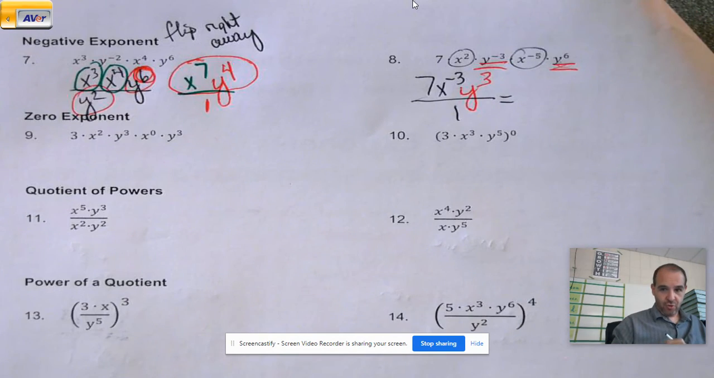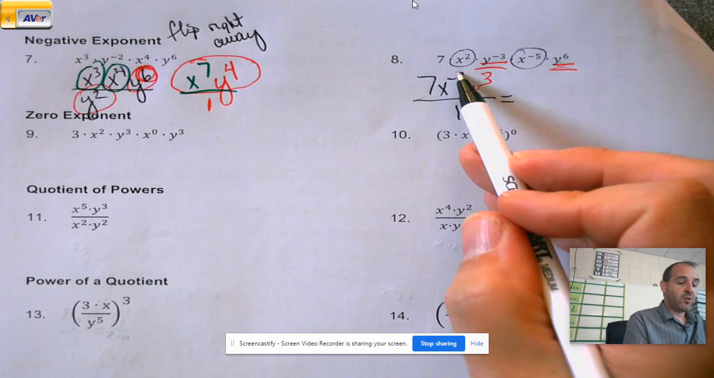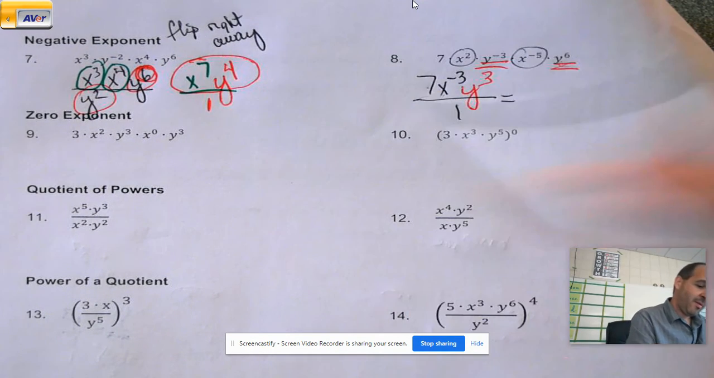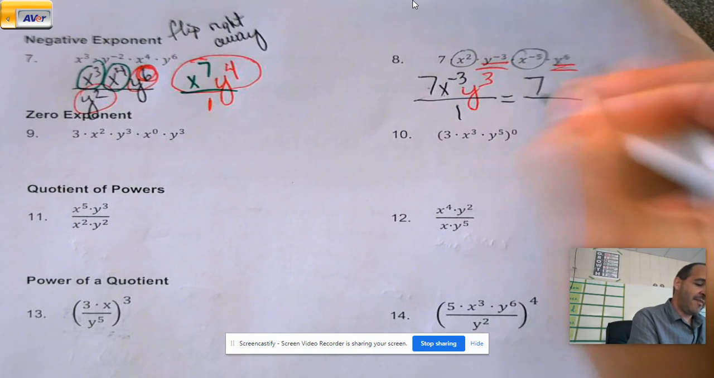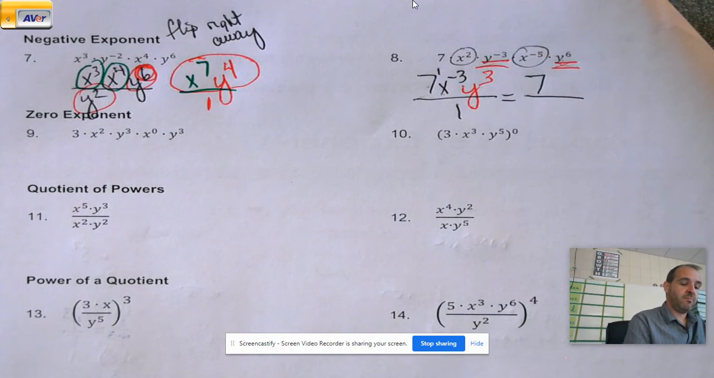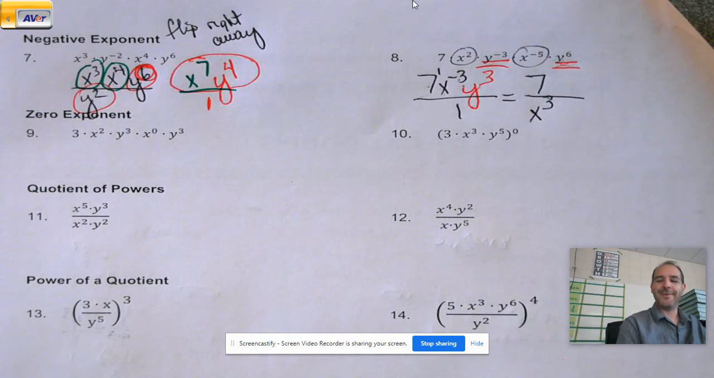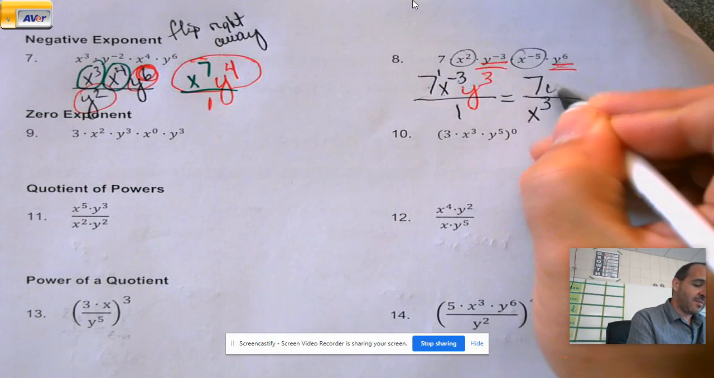Biggest thing people screw up here is this. That negative 3 is only on my x. It is not with the 7, unless there were parentheses. So 7 has a positive exponent. X does not have a negative x. X does have a negative exponent. Excuse my misspeak. That has to flip. Y does not have a negative exponent. It stays.